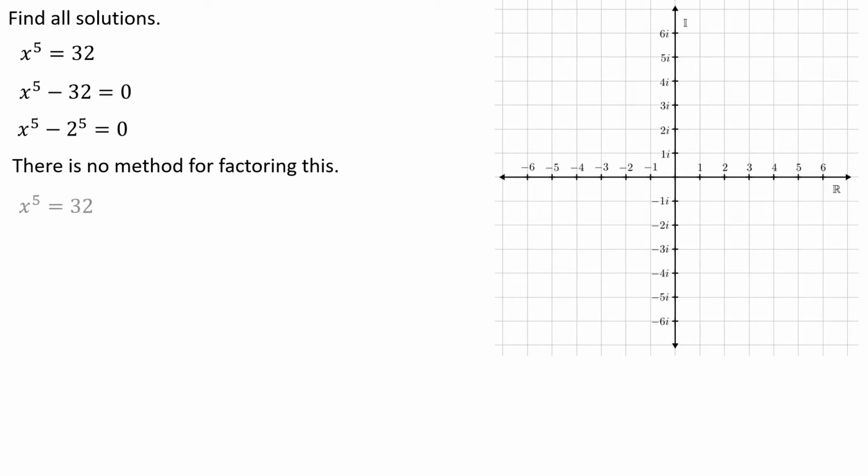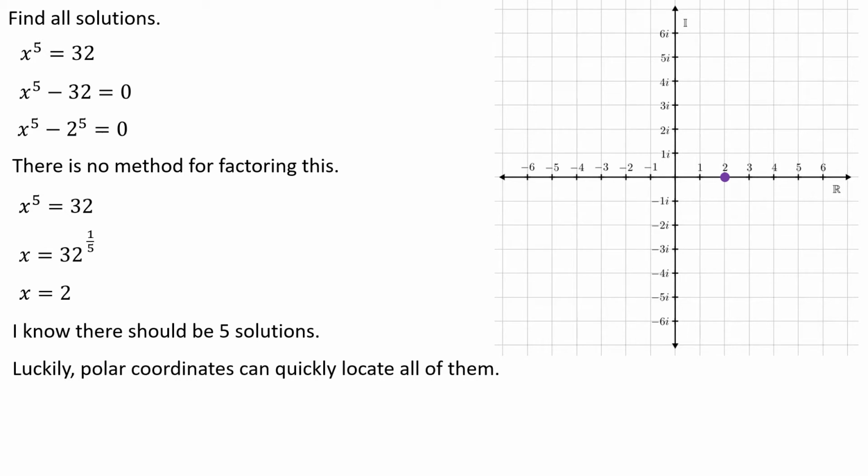So instead, I'll say, hey, let's just find one solution. Let's just take the 5th root and say, aha, 2 to the 5th power is 32. So I know one of my solutions is 2. I put a dot there. And I know there should be 5 solutions. But because of polar coordinates, look at how quickly I can find them.